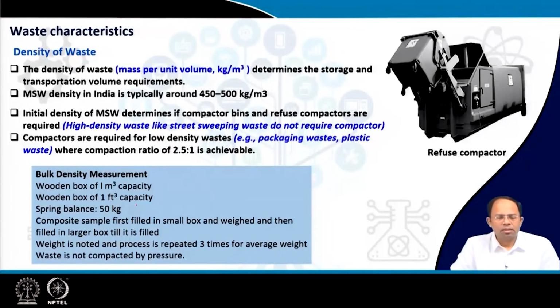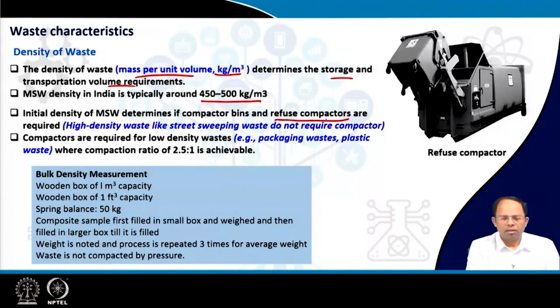Then comes density of waste. Density of waste is measured in kg per meter cube, or mass per unit volume, and it determines the storage and transportation volume requirements. We have already discussed this, and this is typically the value in India, 400 to 500 kilograms. But of course, we can use refuse compactors or compactor bins. Before we transport the waste, we can use these compactor bins or refuse compactors, which will further compact it, get water out, or compress it. If there are a lot of plastics, that will also get compressed, and this has to be then transported, so we can utilize fewer trips.